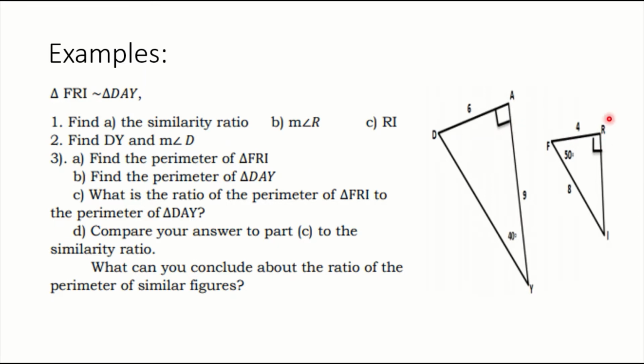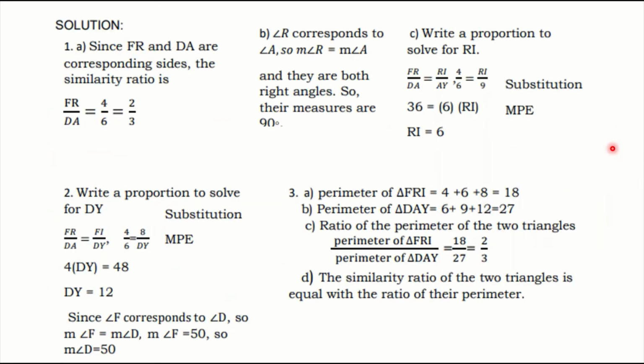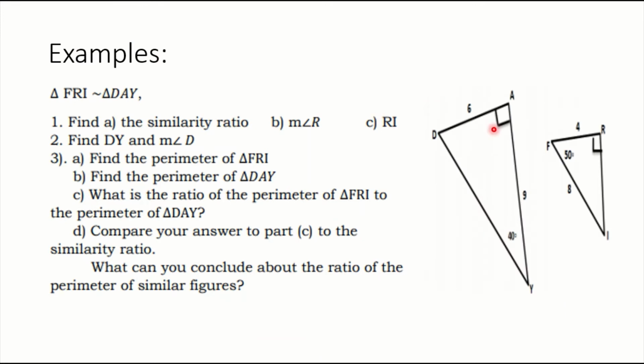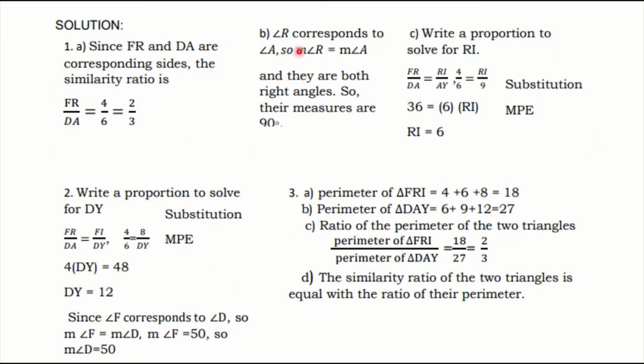Angle A is corresponding to the angle R. So, they are both right angles. So, their measures are 90 degrees. Of course, if you have seen this kind of corner, this one is a 90 degree. So, ibig sabihin, right corner na to, 90 degrees. So, that is for letter B.